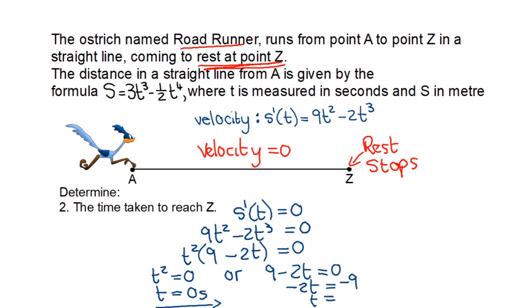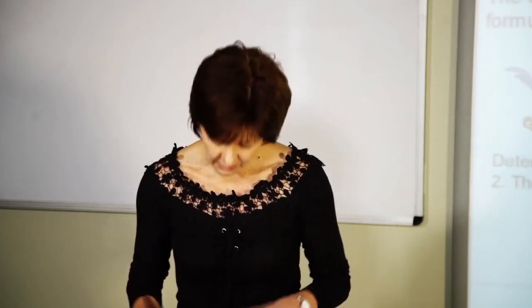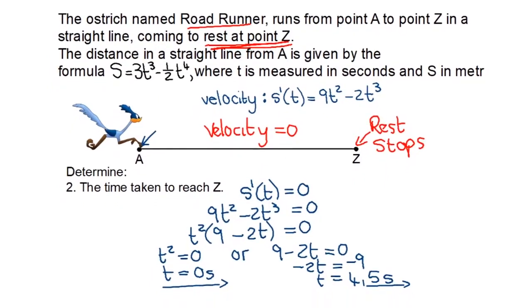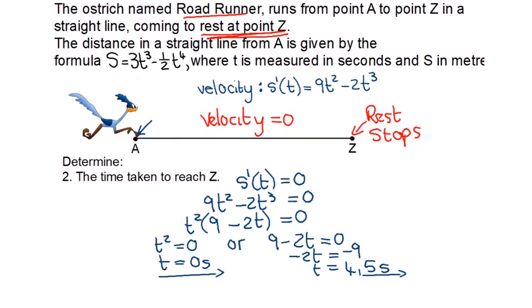The negative 2t is equal to negative 9. So t, if I divide by negative 2 on both sides, is going to give me 4.5 seconds. So now, why do I have two answers? Remember, what we actually calculated is where the velocity is 0. And the velocity was 0 here in the beginning as well, because he did not start running yet.